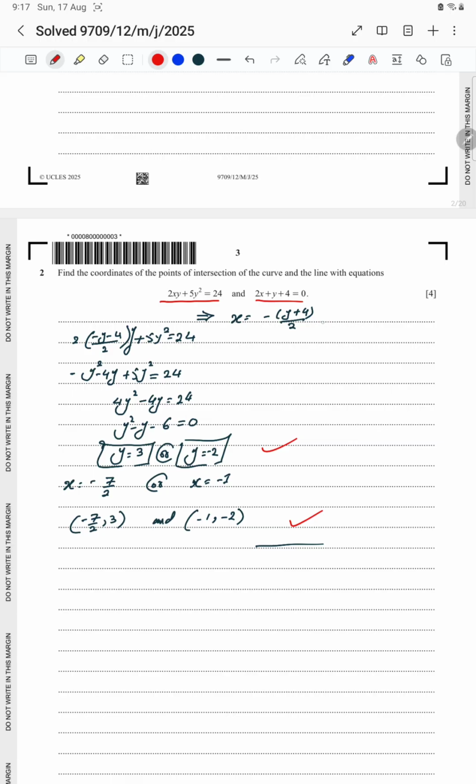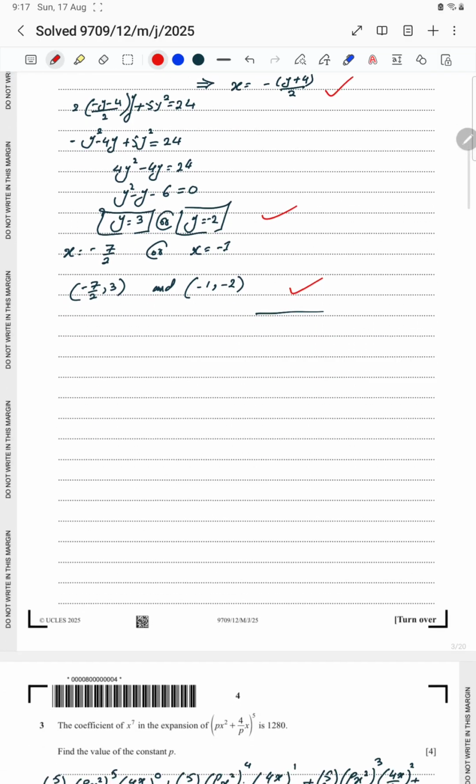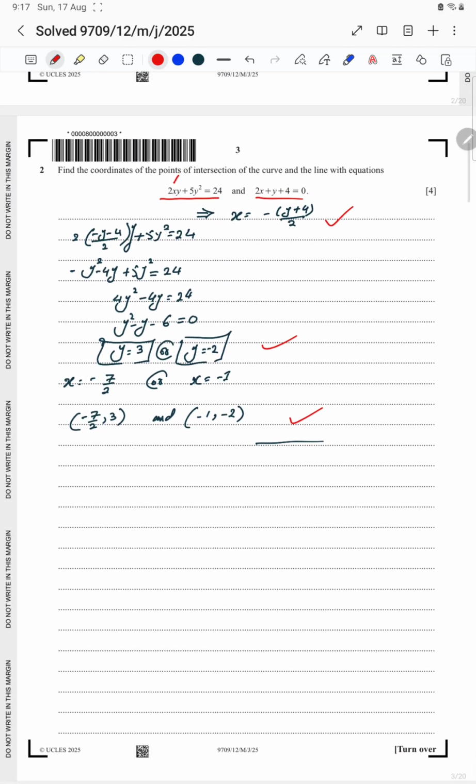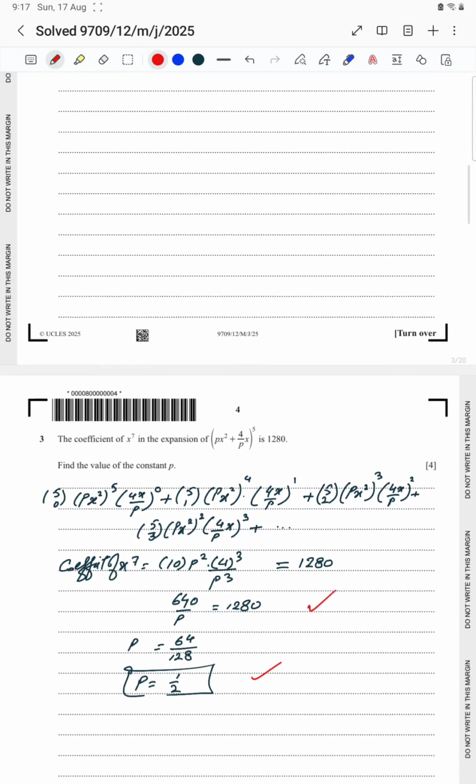First we make x the subject, or you can make y. I made it x because x will be substituted only once in the curve. So I make x the subject and replace it in the curve to get y, two values of y. By replacing back in the line, I got the 2 points where the line and curve intersect. I hope it is clear. It's a simple case, a 4 marks question.